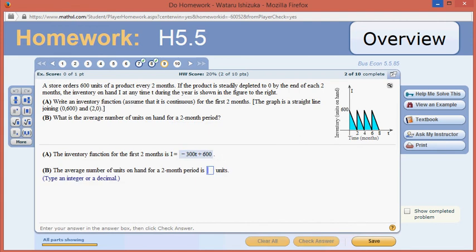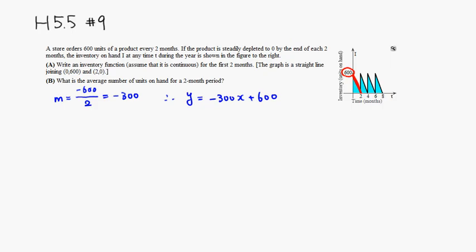Alright, the average number of units on hand for the first 2 months is, we just have to integrate that from 0 to 2, negative 300x plus 600, the equation we had. Then divide by 2, which I'm going to do later. So let's find the integral first.